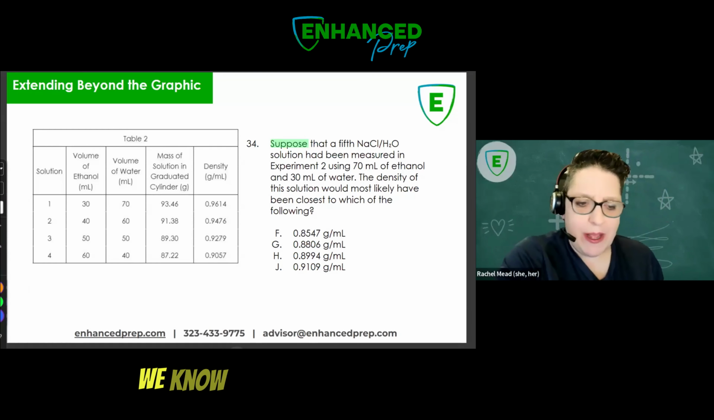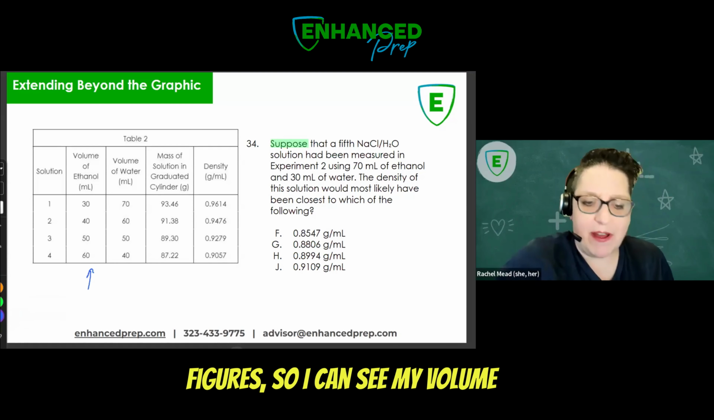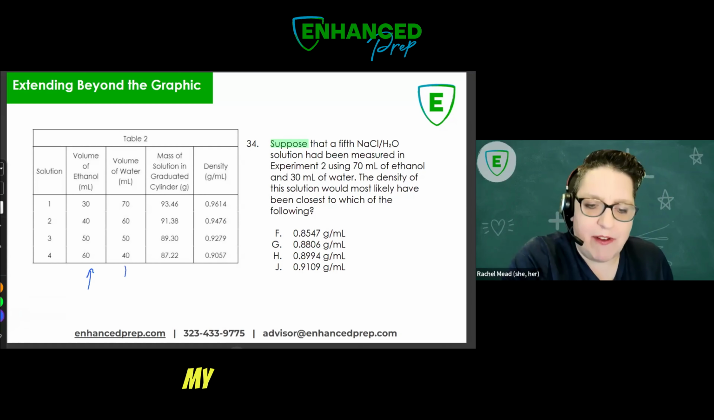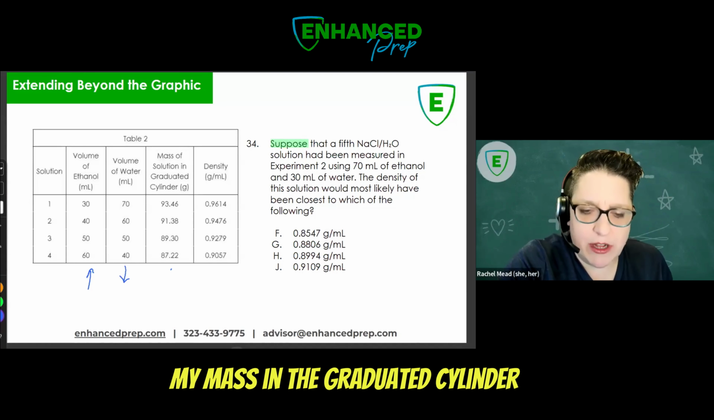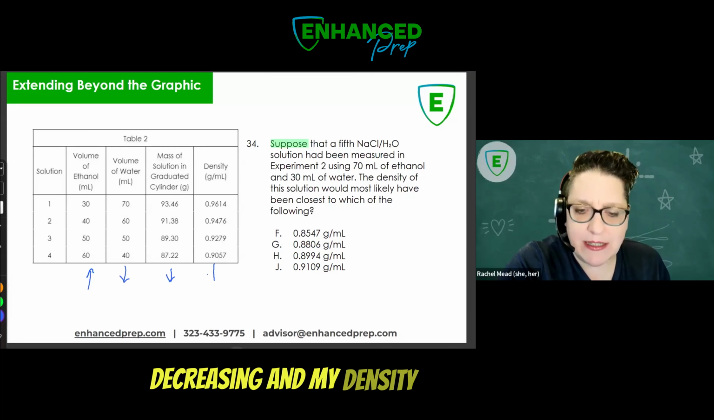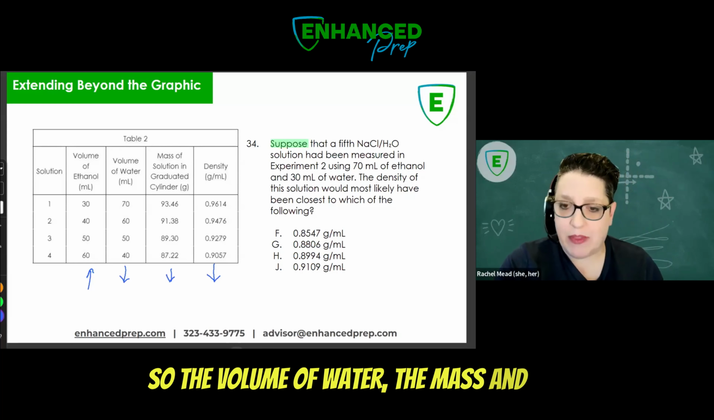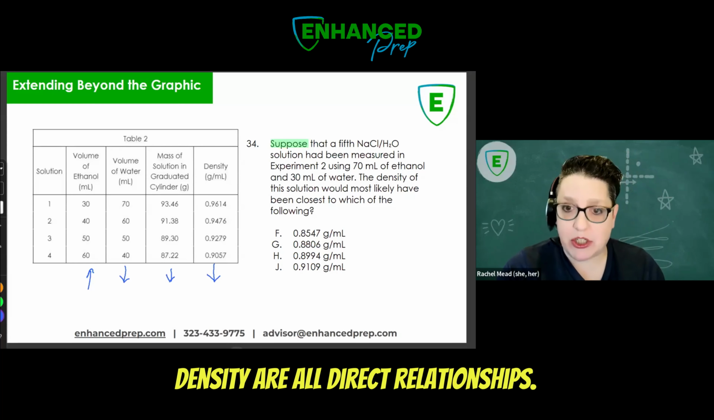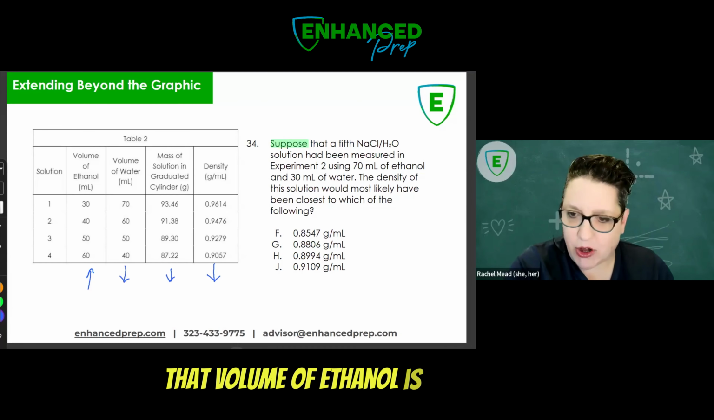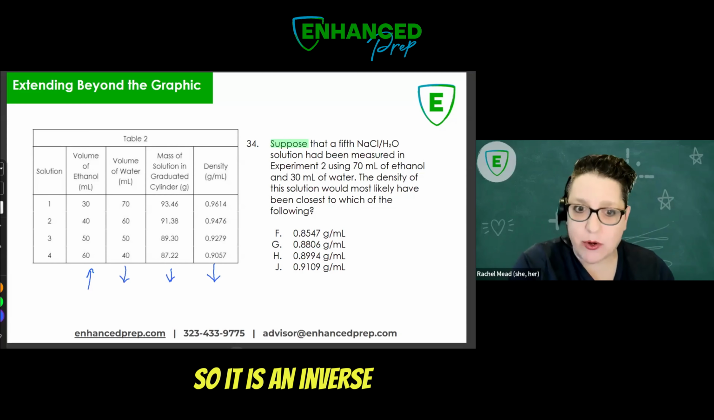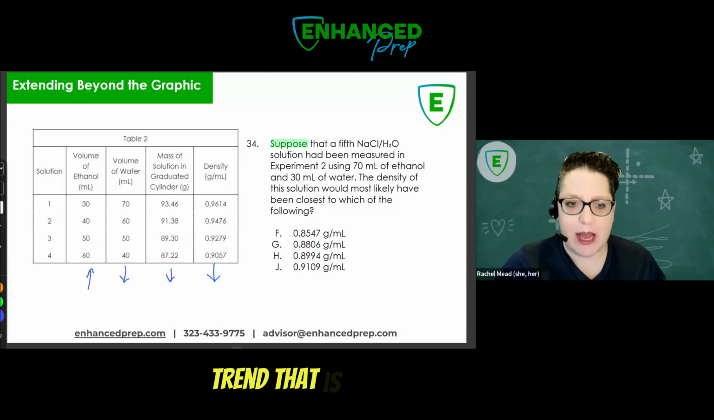All right, we know we always start by analyzing our figures. So I can see my volume of ethanol is increasing, my volume of water is decreasing, my mass in the graduated cylinder is decreasing, and my density is decreasing. So the volume of water, the mass, and the density are all direct relationships. The same thing happening at the same time. That volume of ethanol is our outlier. So it is an inverse or an indirect relationship, but I can clearly see the trend that is happening here.